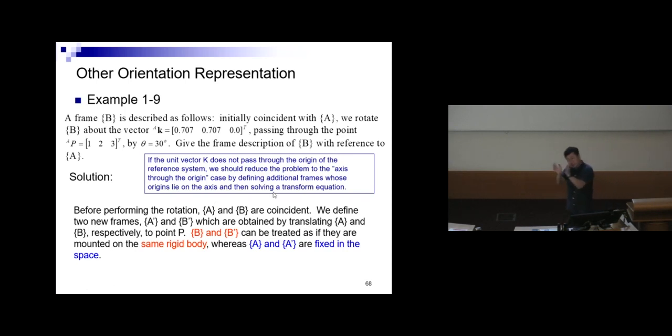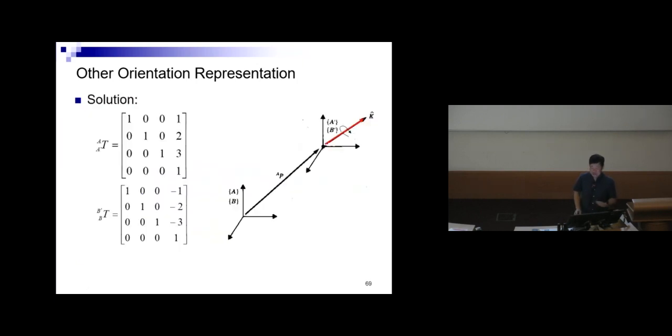So meaning that you do the same as what you have done earlier. You have your A prime, an intermediate frame in between, to move it to the origin. So we define two new frames, A prime and B prime. These are obtained by translating A and B respectively to point P. B and B prime can be treated as if they are mounted on the same rigid body, and A and A prime are fixed in space. If you look at the diagram, it will be something like this.